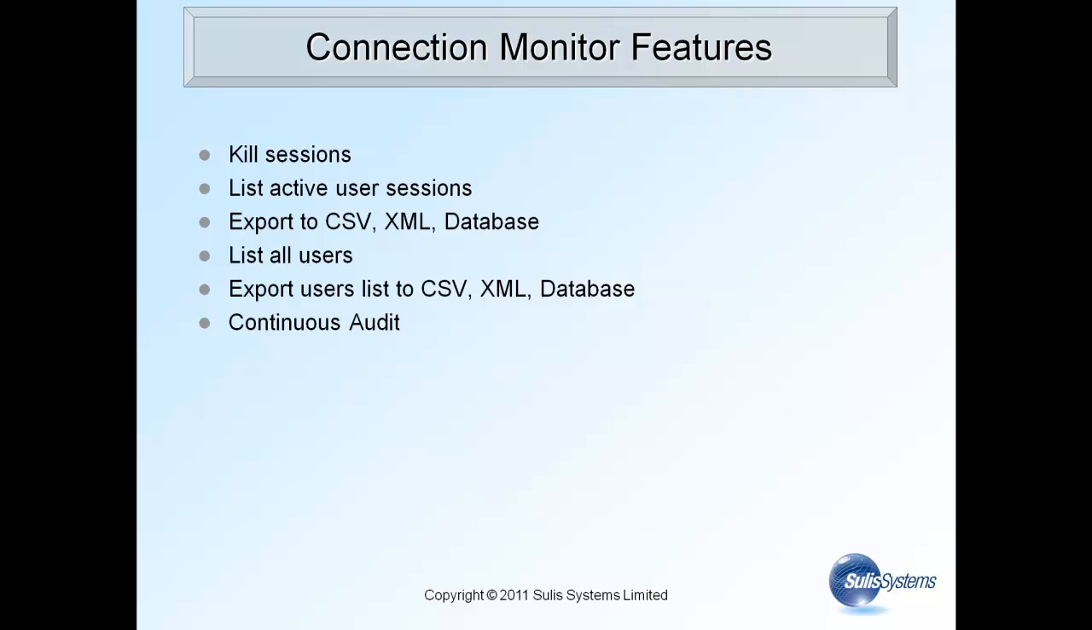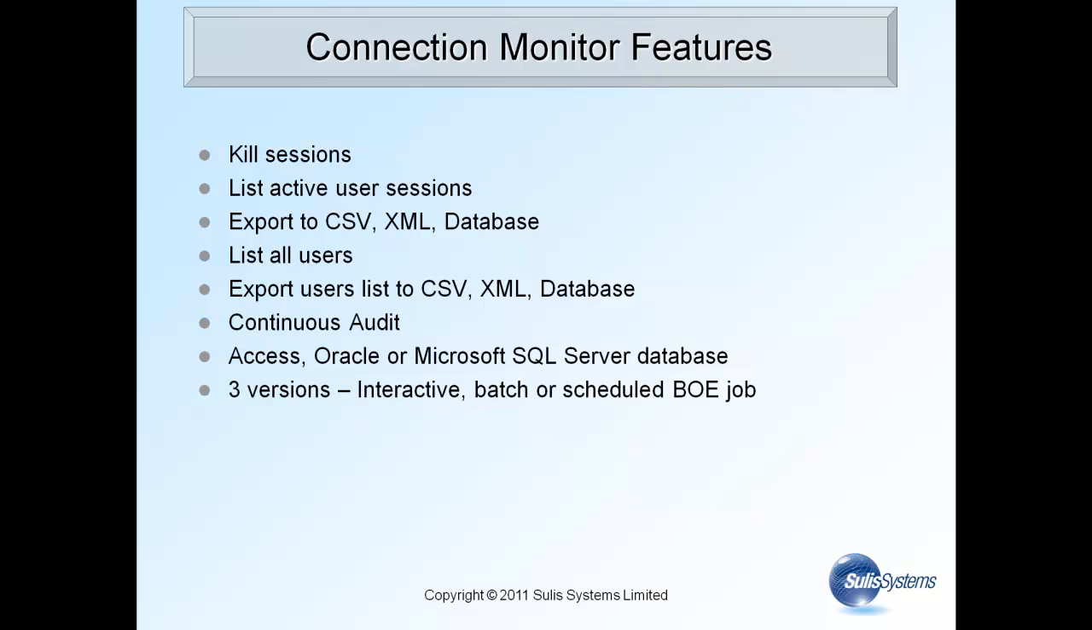You can set up a continuous audit in 2 or 3 ways actually. You can save the audit information to Access, Oracle or Microsoft SQL Server databases. And there are actually 3 versions of the Connection Monitor. The interactive version, there is also a batch version, and another version that can be scheduled on BusinessObjects Enterprise.